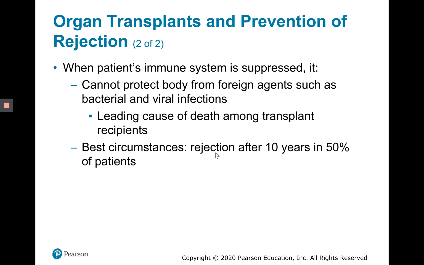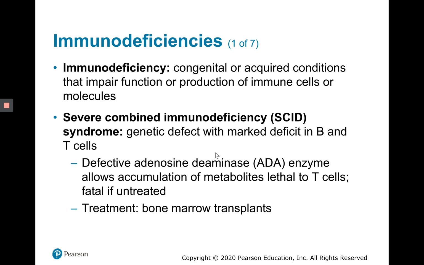That could lead to death among transplant recipients if they get an opportunistic infection. So under the best circumstances, rejection is expected after 10 years in about 50% of patients. Other things we want to mention here are immunodeficiencies, which are just congenital or acquired conditions that impair function or production of immune cells or molecules.